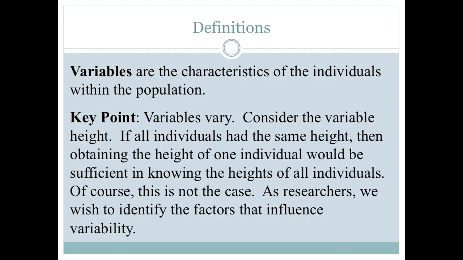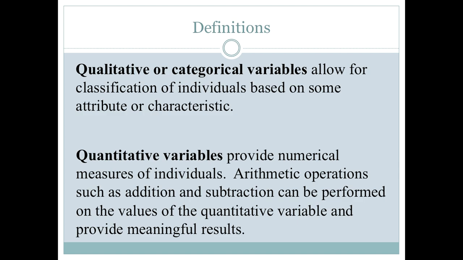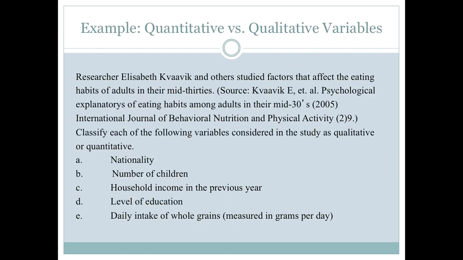So as researchers, we want to identify the factors that influence the variability. So why is height different? So there are a couple different types of variables we're going to be talking about. We have qualitative or categorical variables. Those allow for classification of individuals based on some attribute or characteristic. Quantitative is kind of the opposite of that, provides a numerical measure of individuals. So arithmetic operations can be done like addition or subtraction. They can be performed on these values and provide some kind of meaningful results.